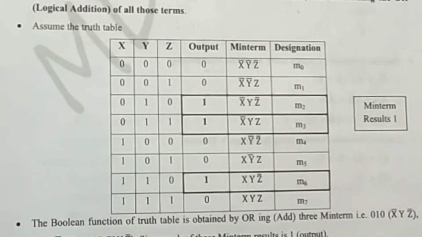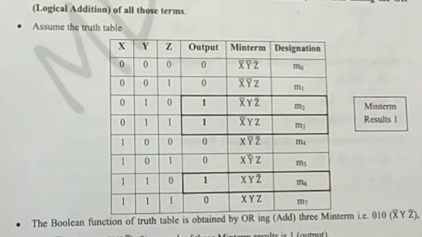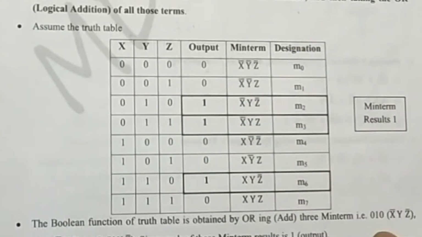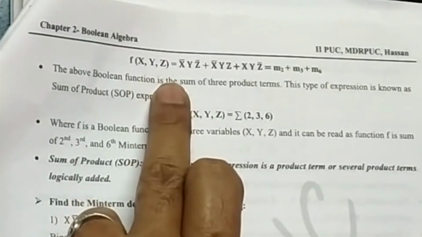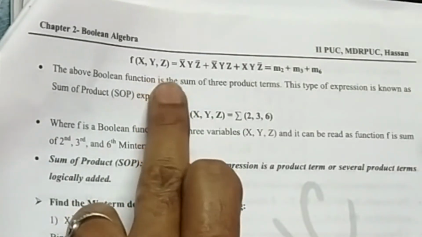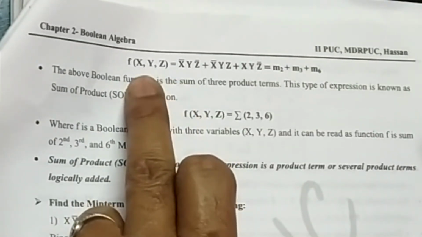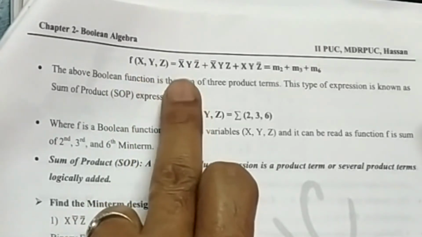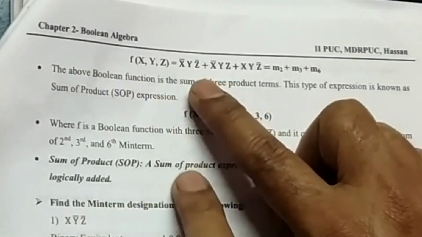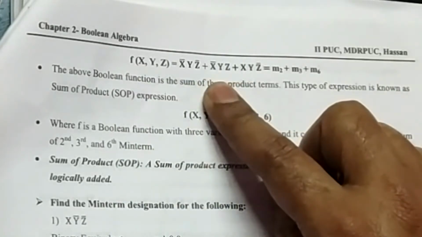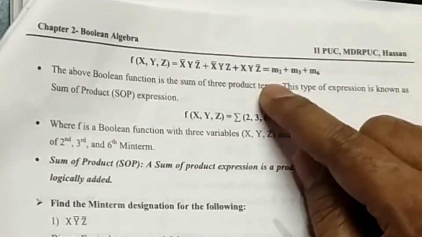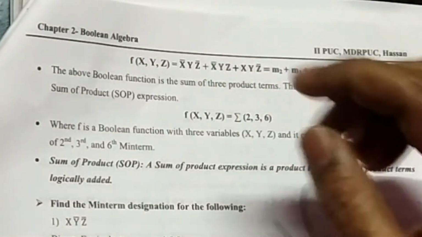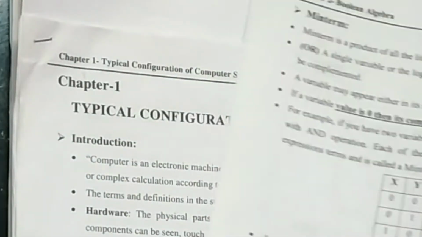Since each of the min term results is 1, we can take it as if there are 3 min terms. Maybe we can represent it this way. F of X, Y, Z, the function of variables X, Y, Z, is equal to X bar, Y, Z bar plus X bar, Y, Z plus X, Y, Z bar. That means wherever the 1 is there, they have taken.